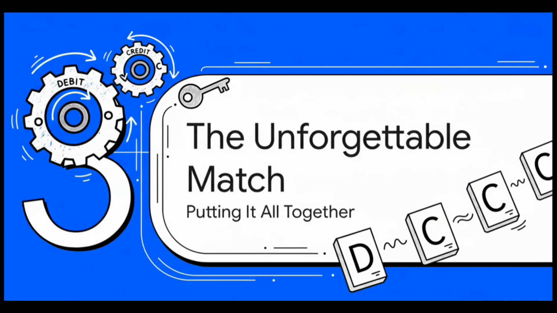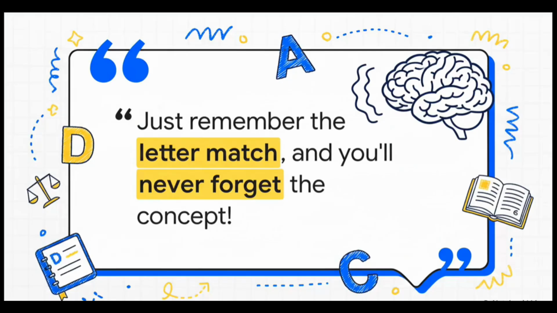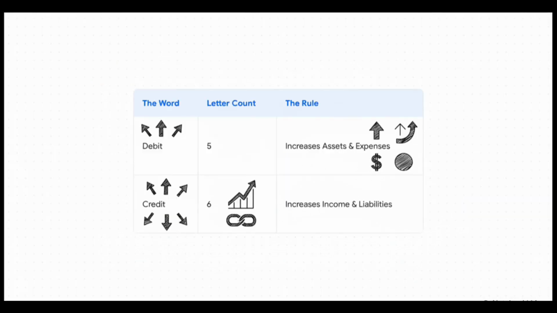So let's just put this all together so it becomes absolutely unforgettable. This simple letter matching system, it's the key to finally mastering this whole concept. The main takeaway is right here. Just remember the letter match, and you'll never forget the concepts. It's such a powerful and honestly kind of fun way to remember it. This table just lays it all out so perfectly. Debit has 5 letters, and it's used for increases in assets and expenses, both of which we can remember with other 5-letter words. Credit has 6 letters, and it's for increases in income and liabilities, which we can remember with 6-letter words. It's so clean.